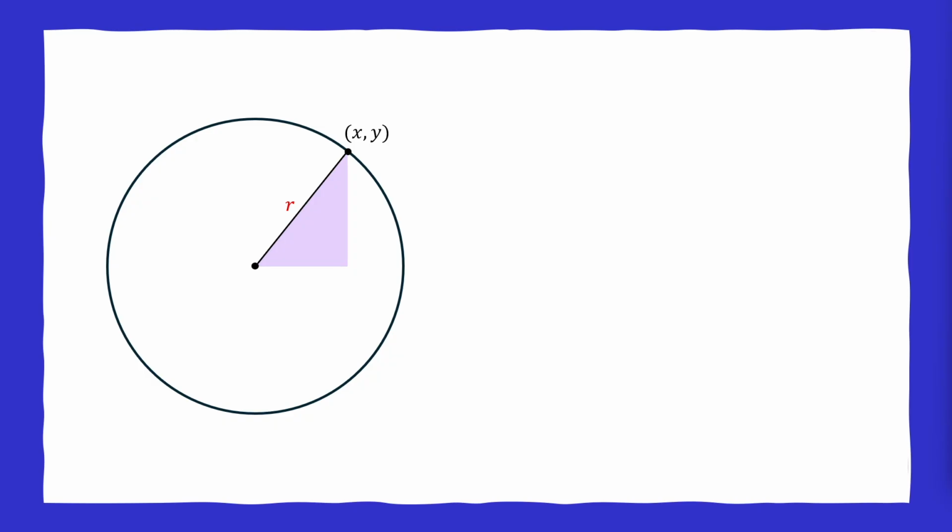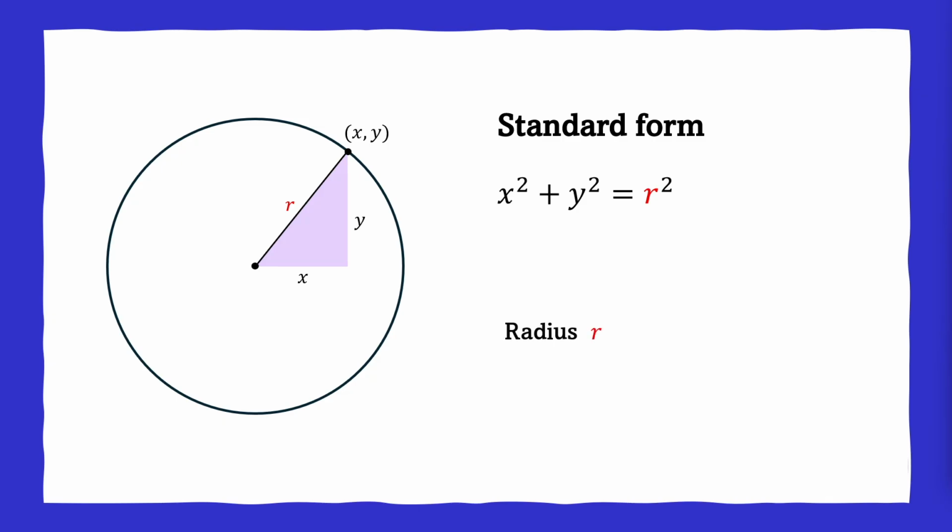If the center of the circle is at the origin, then the lengths of the legs of this triangle are x and y, and the hypotenuse is the radius r. By the Pythagorean theorem, the square of the hypotenuse is equal to the sum of the squares of the legs. So we get x squared plus y squared is equal to r squared, where r is the radius.